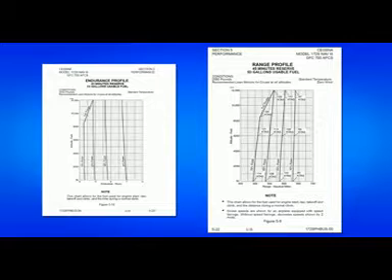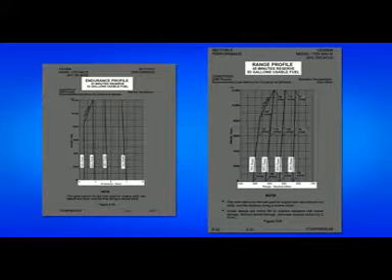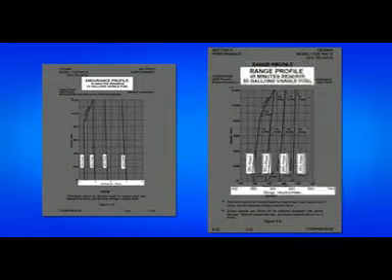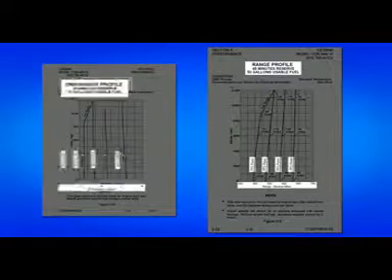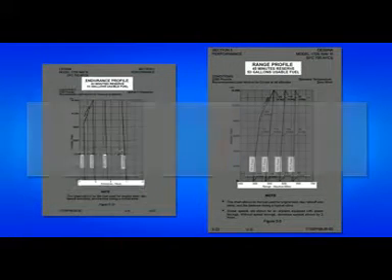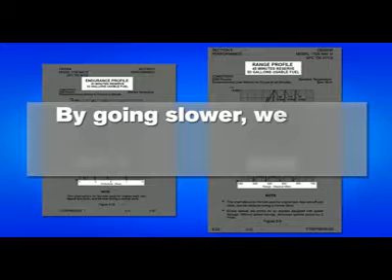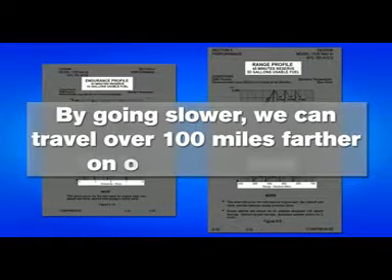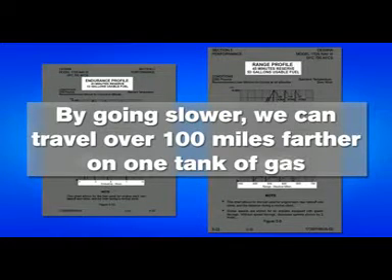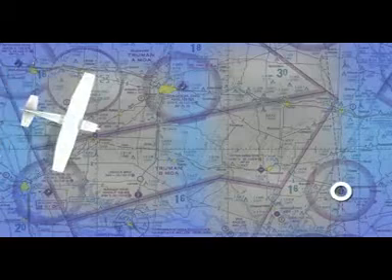If we also look at the range and endurance charts, we can see how changing the RPM of the engine can greatly affect both how far we can travel and how long we can stay in the air. By simply going slower, we can actually travel over 100 miles further on one tank of gas. If your destination is about as far away as your current maximum range, it may be wise to slow down to a lower power setting. You'd be able to make it all the way there without needing to stop for fuel.